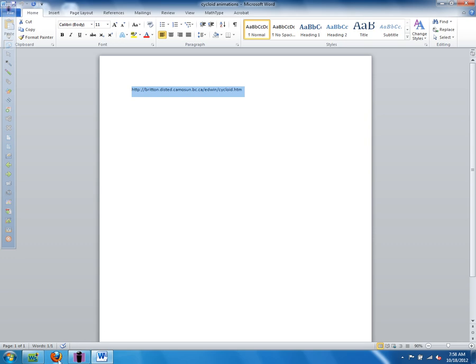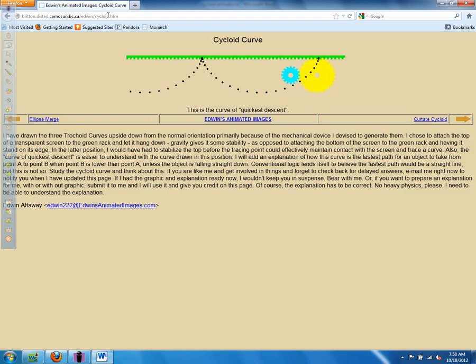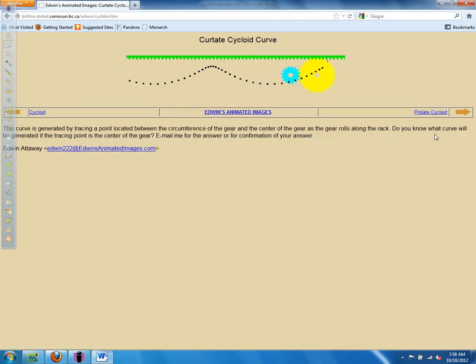All right, we'll go to this website. So there's our cycloid. Our point is on the circumference of that circle as it rolls along the track. So that's the curve that we just found the parametric equations for. Now a curate cycloid is where the point is within the circle itself. So we get this kind of stretched out sine curve or cosine curve. So that's a curate cycloid.